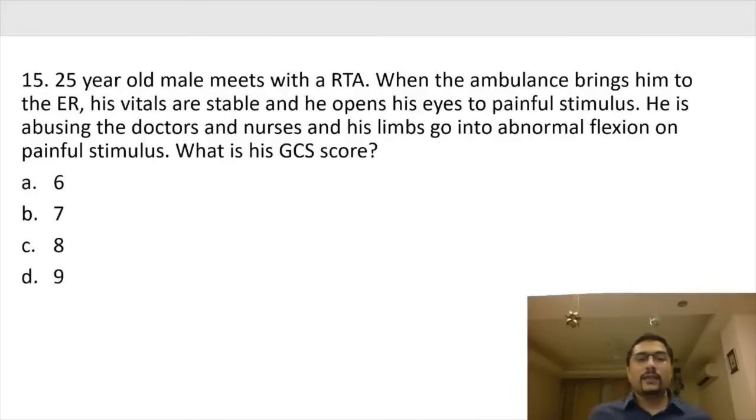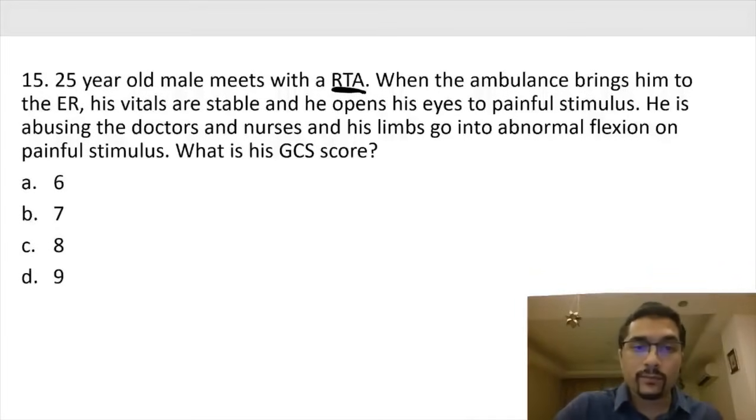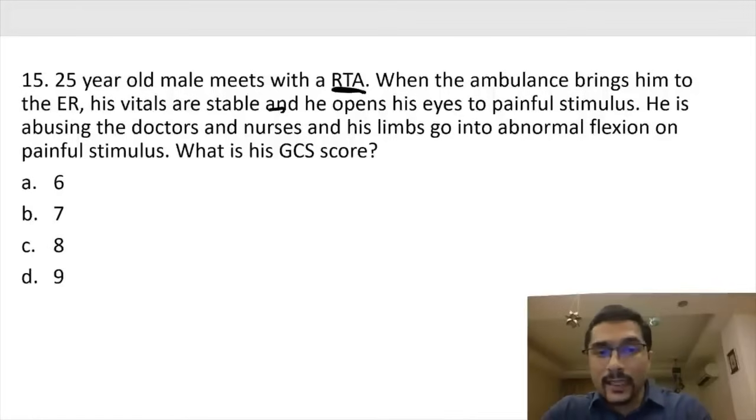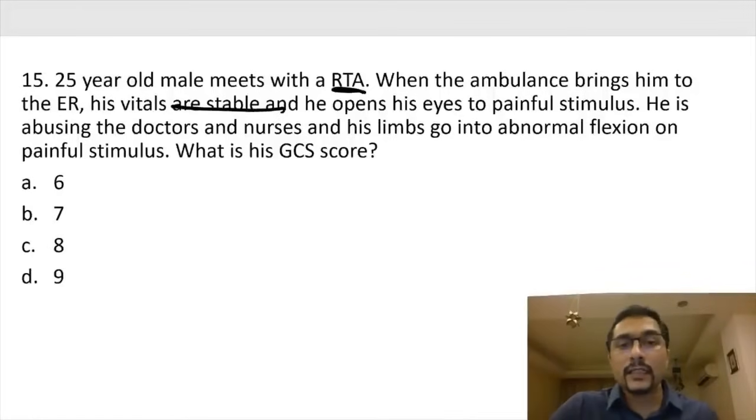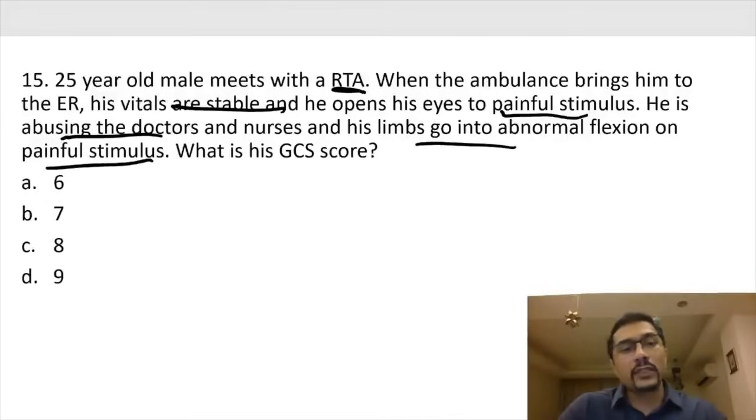So the last question which I want to discuss in this module is regarding GCS. It is very, very important. Invariably, there is one question from Glasgow Coma Score in your exam. So the question here is that a 25-year-old male meets with a road traffic accident and the ambulance brings the patient to the emergency room. His vitals are stable and he opens his eyes to painful stimulus. He is abusing the doctors and his limbs go into abnormal flexion on painful stimulus.